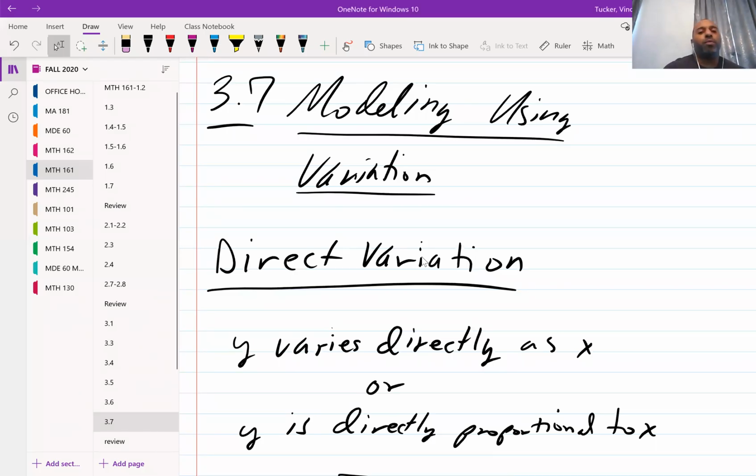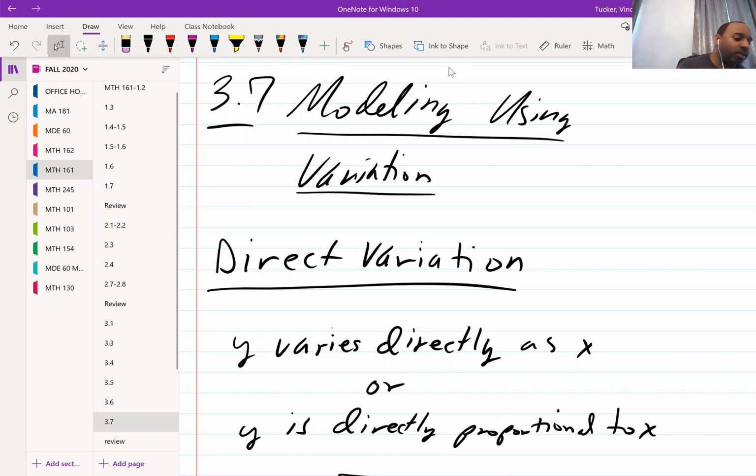All right, so 3.7, modeling using variation. So we have these variation problems, or these applications that we'll be using variation in order to solve. There will be other ways that you can solve these problems, but this section focuses on using variation. So just want to throw that out there.